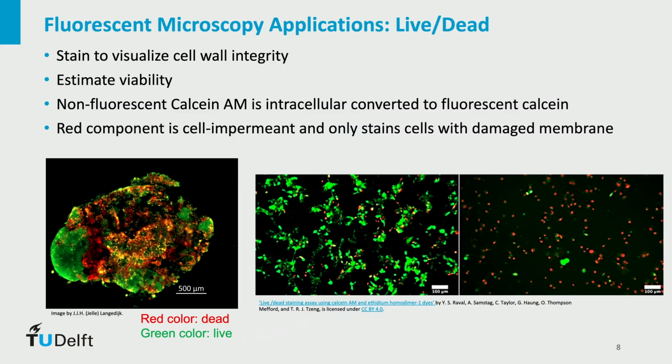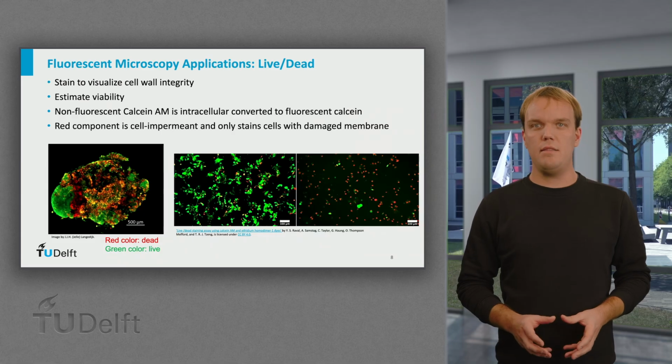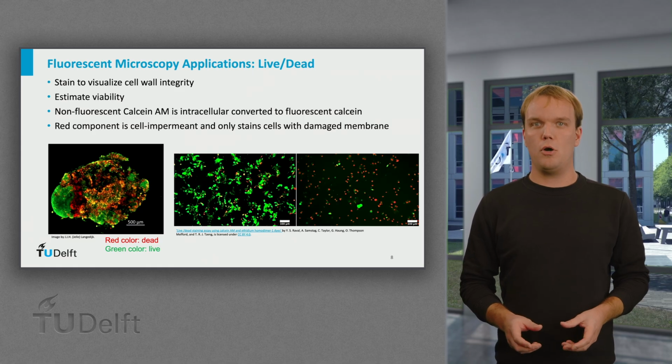The live dead stain is used to assess membrane integrity, which is often used as a proxy for cell viability. It typically uses two components, calcein AM, which enters the cells and is converted into a bright green fluorescent molecule by intracellular enzymes. Only cells with an intact membrane and active metabolism will show this signal. The other component is a red dye that cannot pass through intact membranes. It only enters cells with damaged membranes, marking them as dead or compromised.